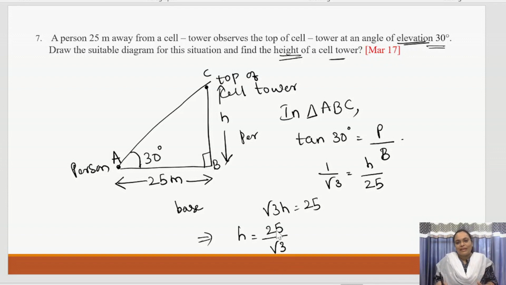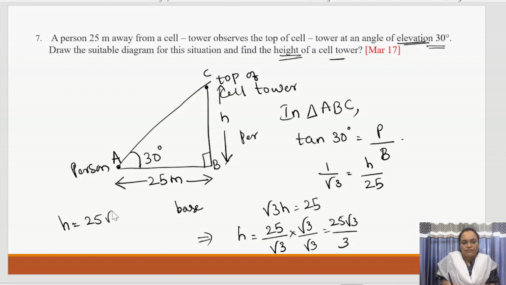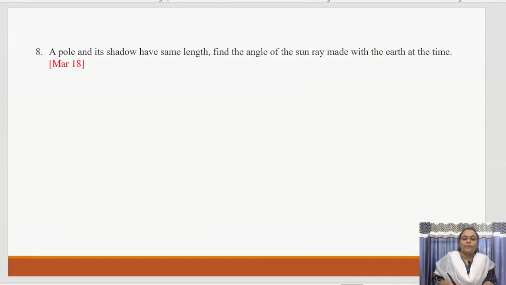So when you have root 3 in the denominator, we will rationalize it. So root 3 by root 3, which is 25 root 3 divided by 3. So the height of the cell tower is 25 root 3 divided by 3 meters. So let us see the next question. A pole and its shadow have the same length. Find the angle of a sun ray made with the earth at that time.